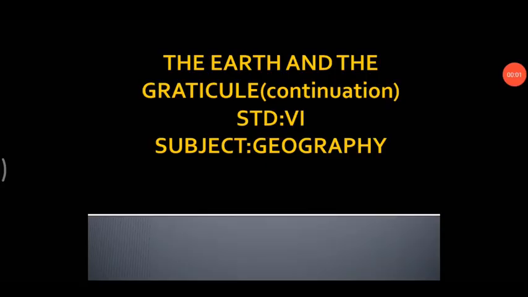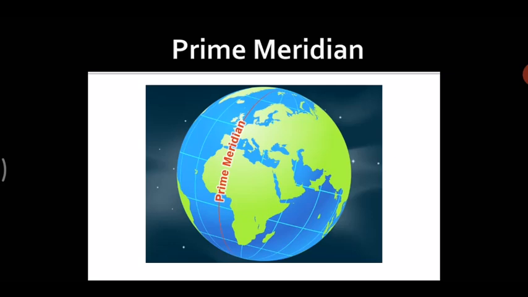Hello students, in the last class we learnt about the earth and the globe, the angular distance, parallels of latitudes and the equator. So now let's move forward with the chapter. The first thing we are going to learn is about the prime meridian.